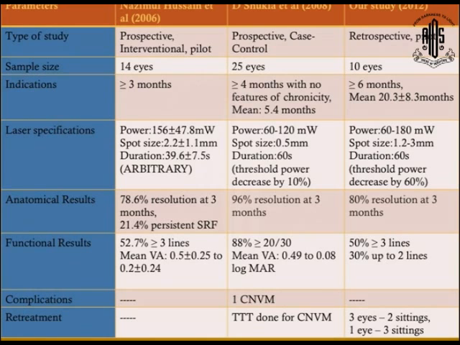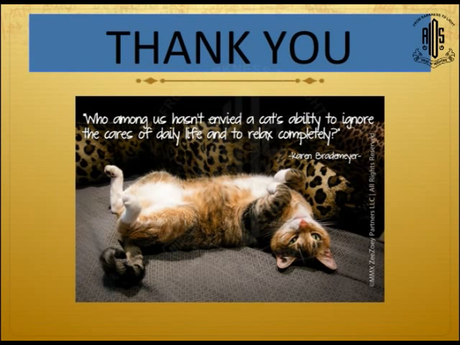Complications: we had no complications using a 60% decrease from threshold power, whereas D. Shukla et al. had almost one case of CME which was further treated with TTT itself. However, they used threshold power later on. But we had no complications using this 60% reduction in the power. As for retreatment, 2 eyes needed 2 sittings, and 1 eye needed 3 sittings, in a mean follow-up of 7.4 months. Thank you.